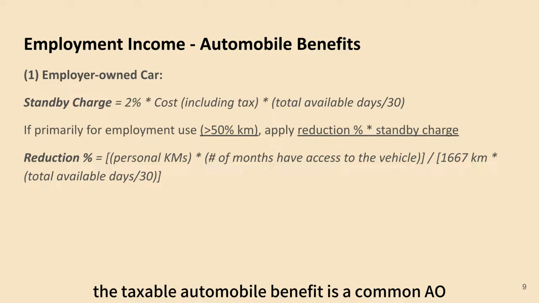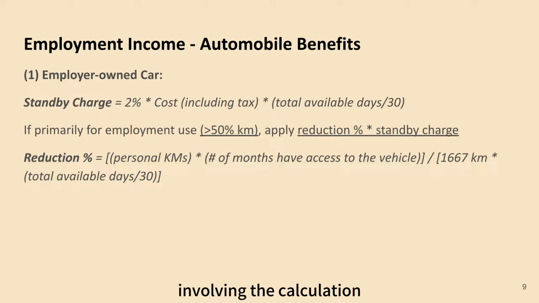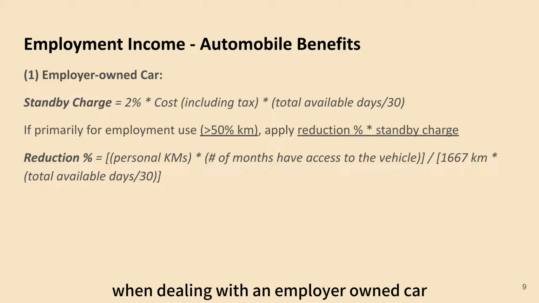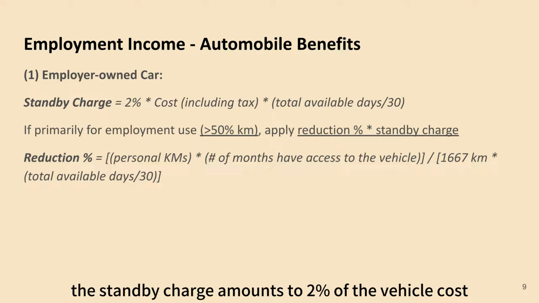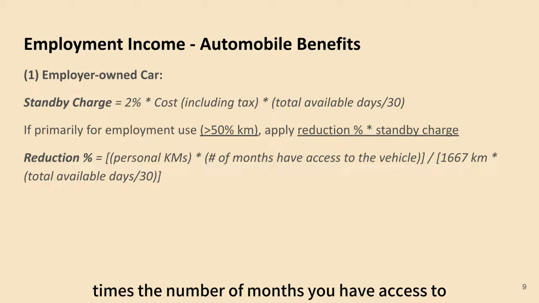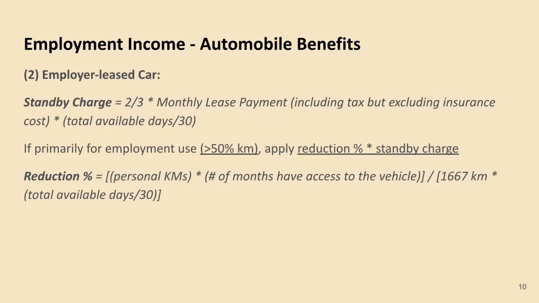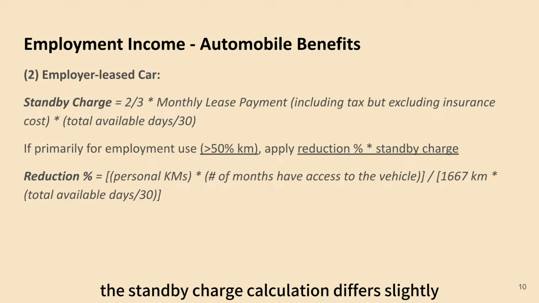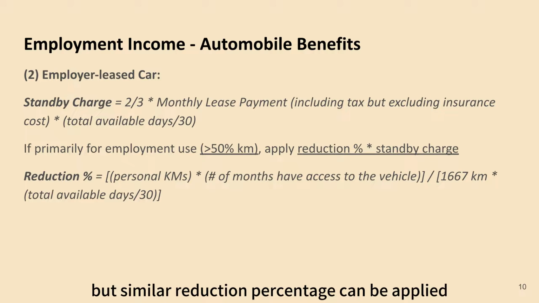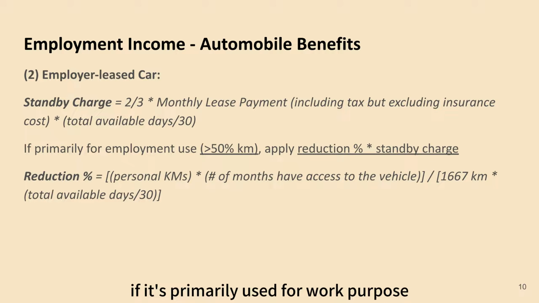The taxable automobile benefit is a common AO, involving the calculation of both the standby charge and operating benefit. When dealing with an employer-owned car, the standby charge amounts to 2% of the vehicle cost times the number of months you have access to a vehicle. If the car is primarily used for work, you can apply a reduction percentage to lower the standby charge benefit. For an employer-leased car, the standby charge calculation differs slightly, but a similar reduction percentage can be applied if it's primarily used for work purpose.